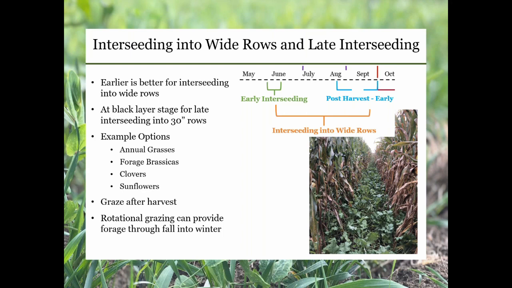The other one is interseeding into wide rows or late interseeding, and these are two different aspects. Wide rows are typically 60 inches. In western Minnesota, where they're running with sugar beet, some of the rows are 44 inches wide. So really, it's just a matter of your planter width that you're working with currently. And I would say earlier is better for interseeding into wide rows. And then your other opportunity, and this would be 30-inch rows or even 60-inch rows, is that black layer that you'd have to fly it on, but that'd be another time for late interseeding.